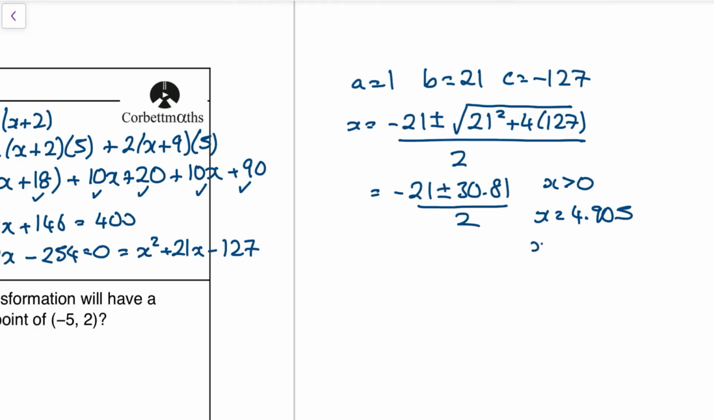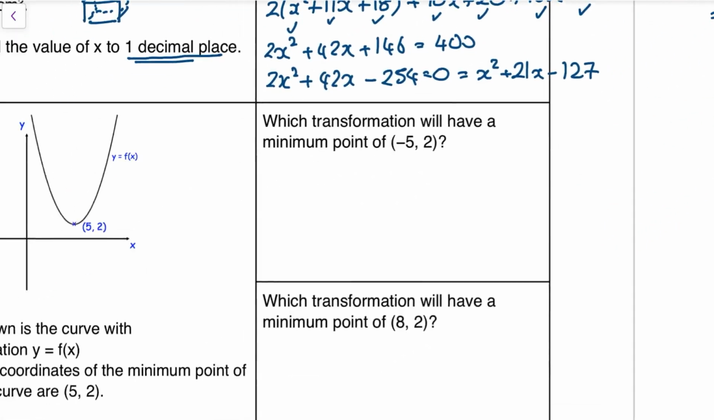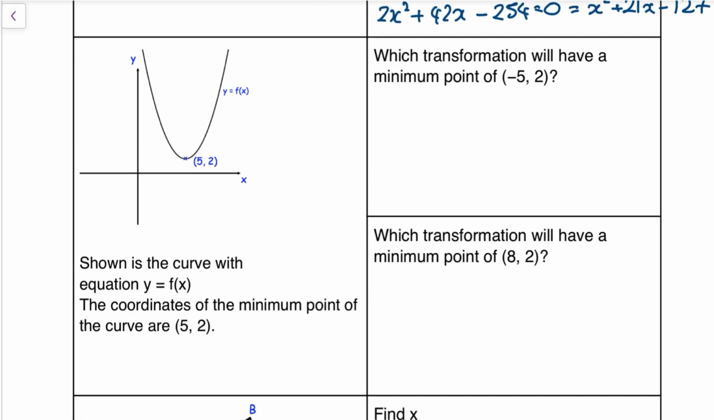And just for accuracy's sake, I'm going to round that to 1 decimal place. That's 4.9 centimetres to 1 decimal place. There's a lot to that question, but actually it's not too bad, is it? It's just very carefully taking it, make sure you don't miss bits out or miscalculate. But good question. Next question.